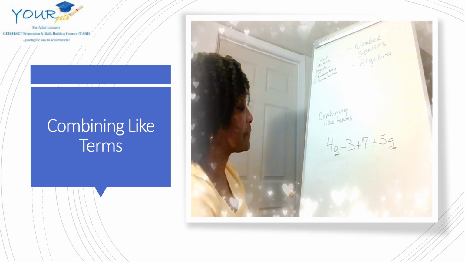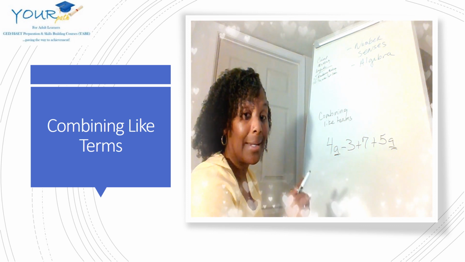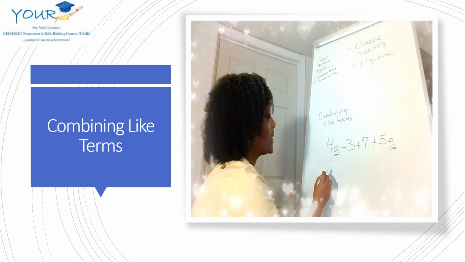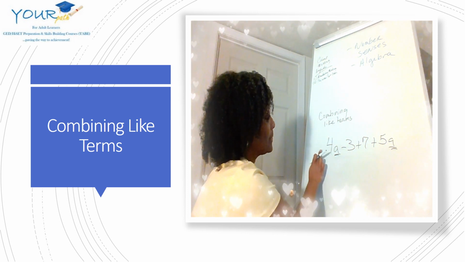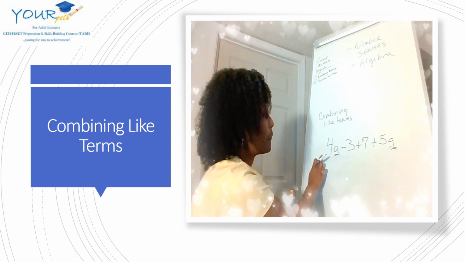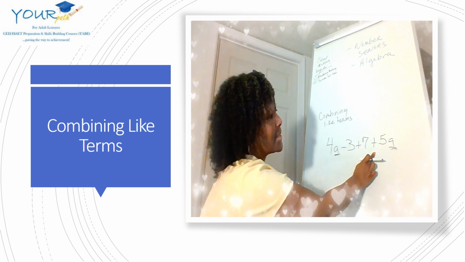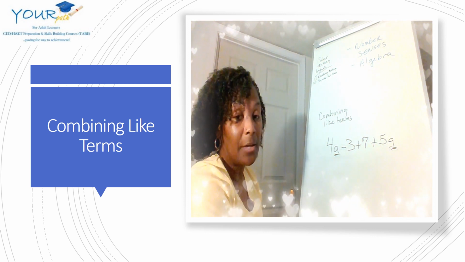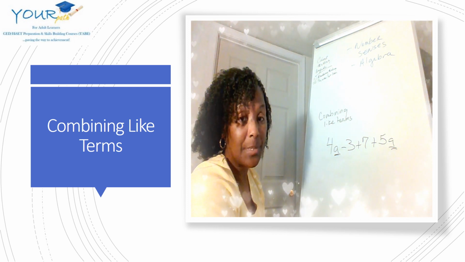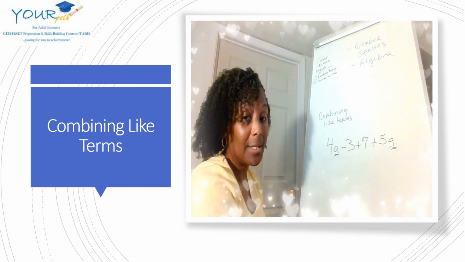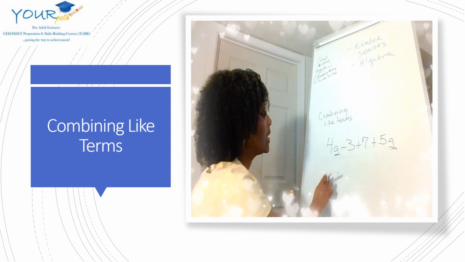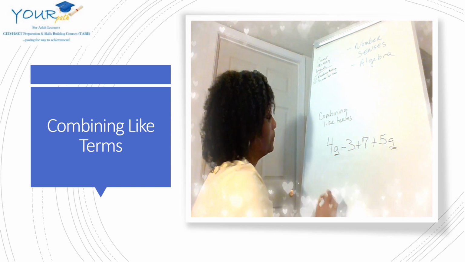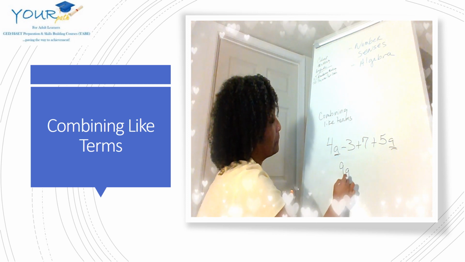In this case, the first thing you're going to do is bring your like terms together. Here we have 4a, and this is a positive 4a because there's not a negative sign in front of it. And then you have a positive 5a. Now you have two positive terms, and a positive plus a positive will give us a positive. We're going to add those two terms. 4a plus 5a will give us 9a.